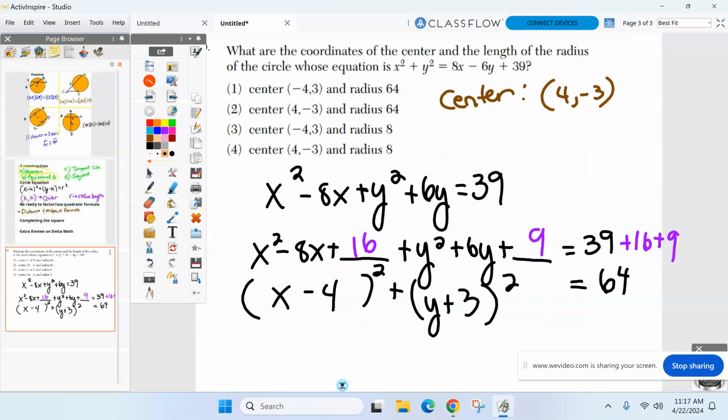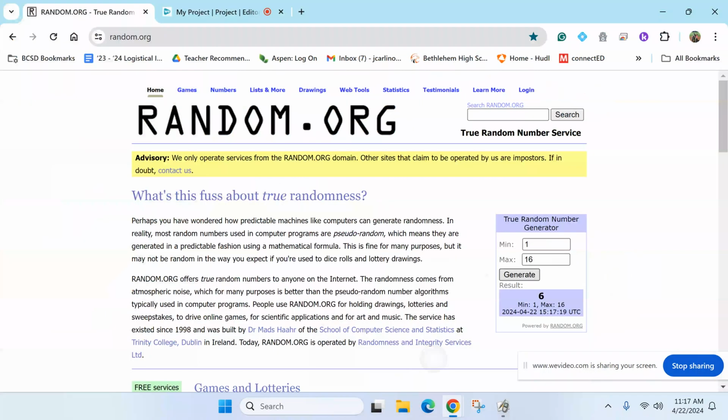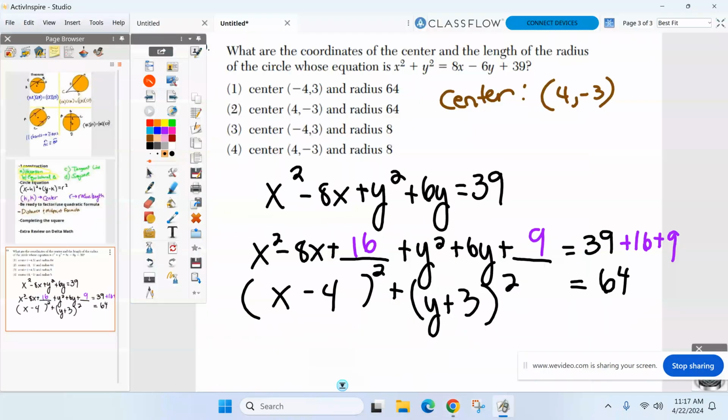Radius. Gianna. 8, not 64, right? I tried to set you up for that one. This is R squared, not the radius length. So it's 8, yes.